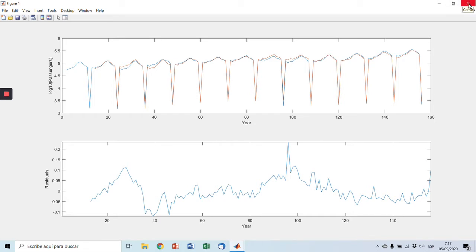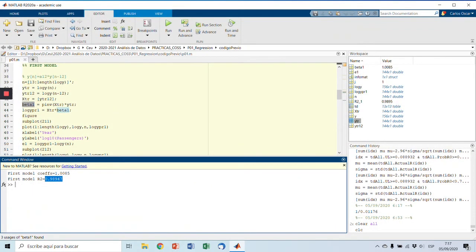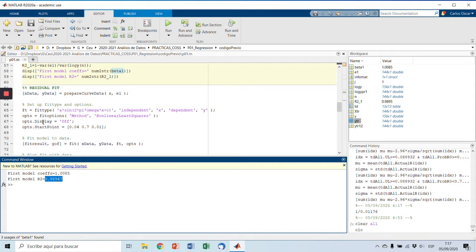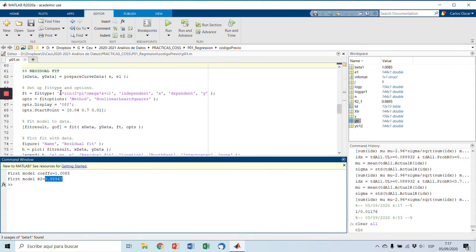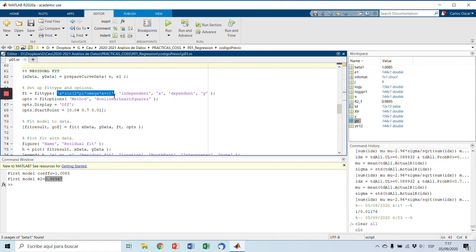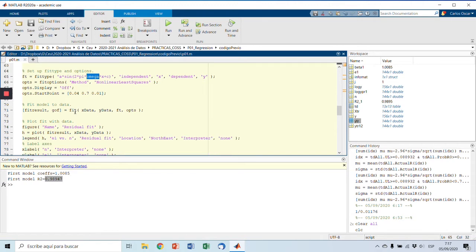Okay, so let's see if we can do it a bit better. We now take these residuals and we try to model them. To model these residuals, we will use this kind of model. We have a sinusoid with some amplitude, some phase, and some frequency. Because the parameters that we are using, omega and c, are inside the sinusoid, the problem is no longer linear, so we will need nonlinear fitting, and that is encapsulated here in this MATLAB function.